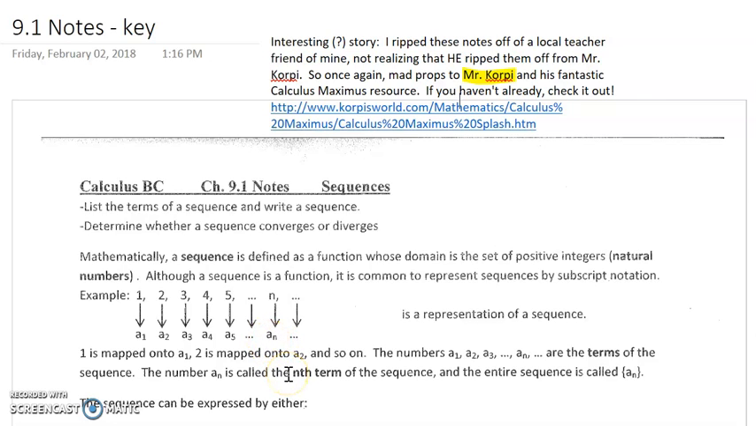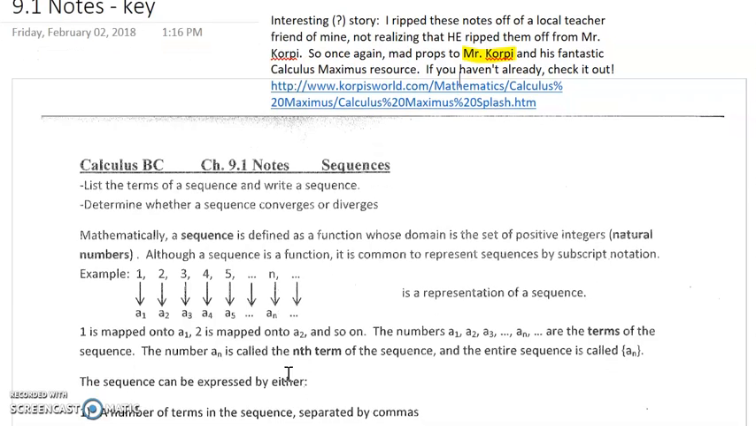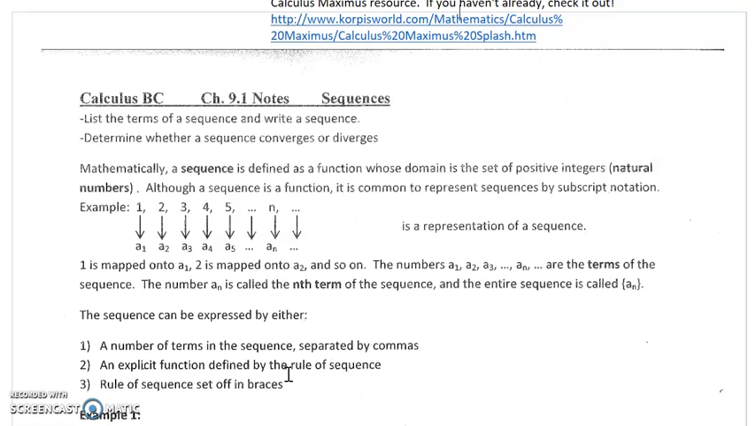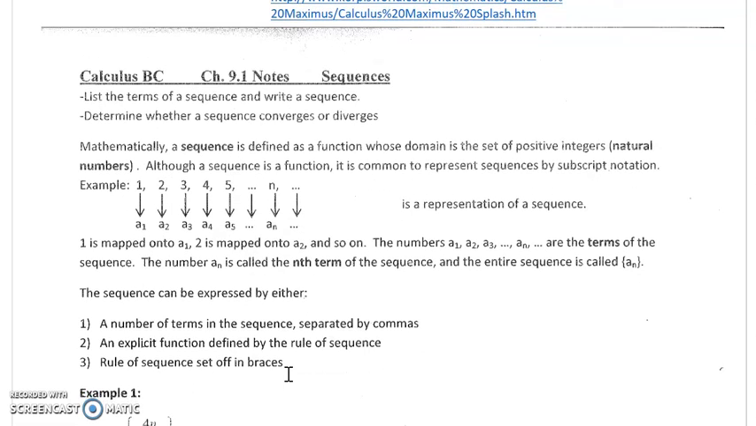Why are we using a? Why not? That's like the f in f of x. It's just the name of the function. We could have one sequence called a sub n and another sequence called b sub n, and those are just different names for different sequences.